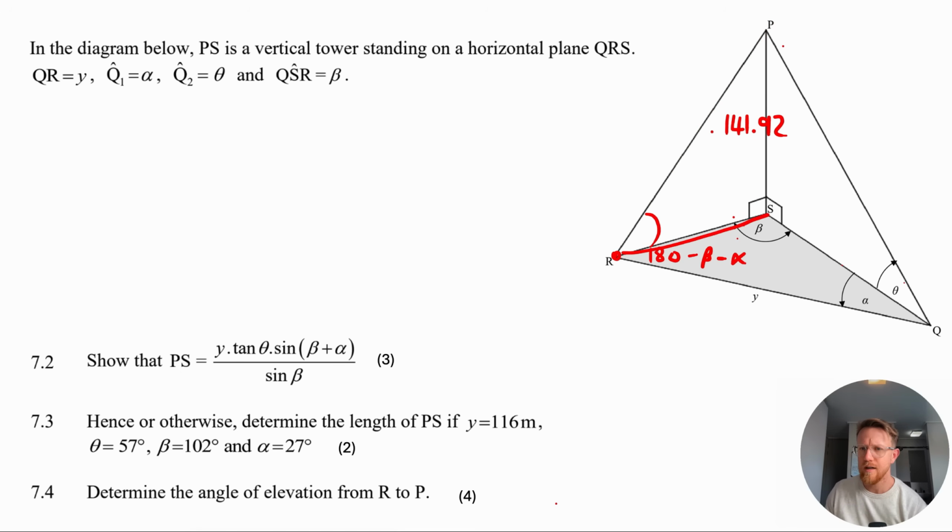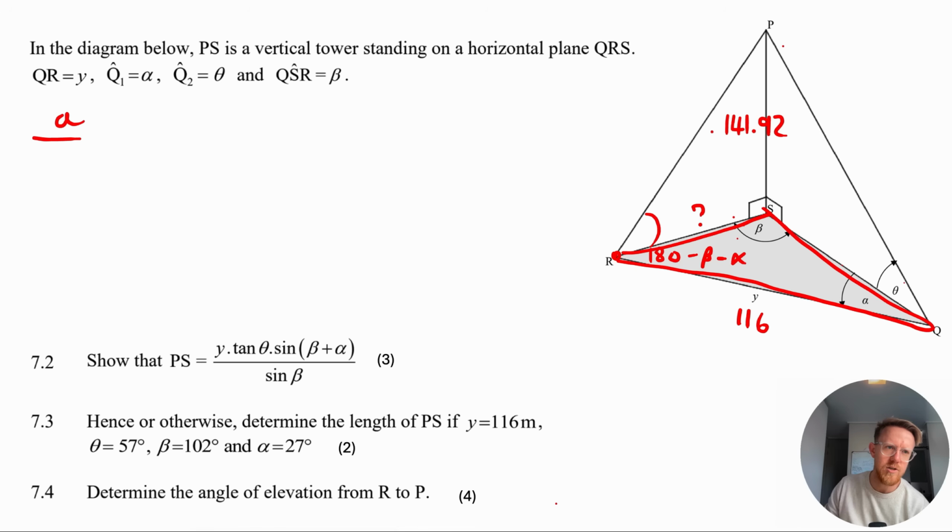So let's just highlight this triangle for the 64th time. Right. So pretty much quite an easy question because we've now got the y value as 116. So we can just use, and now we're trying to find this length. So I'll just use the sin rule again. So A over sin A.